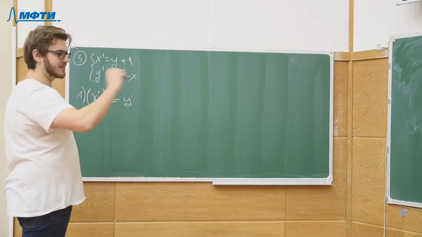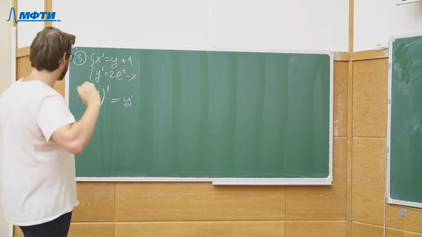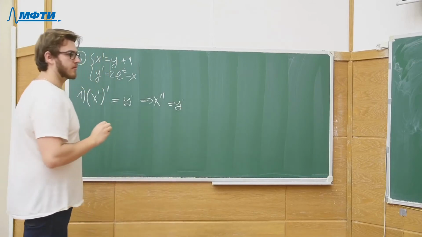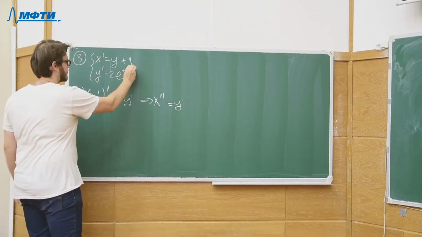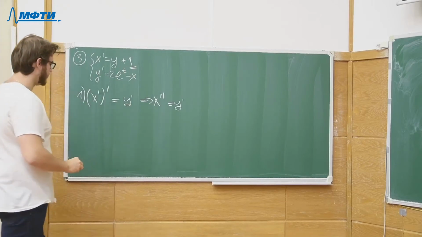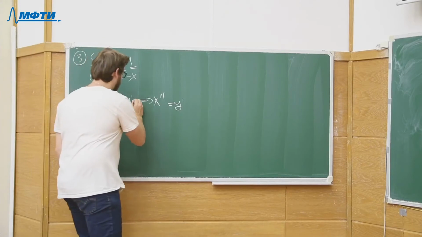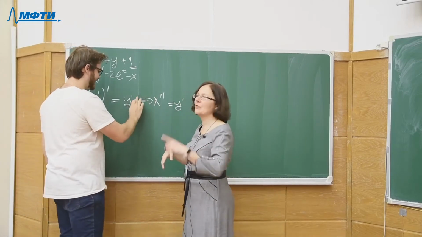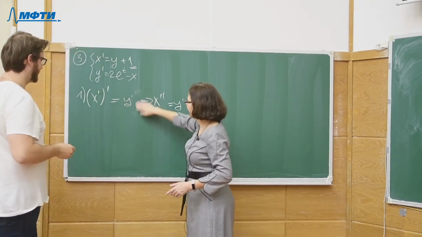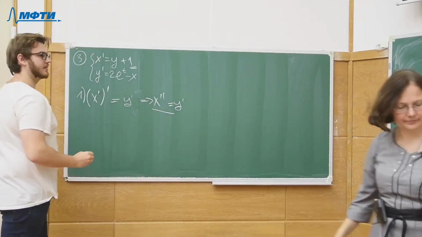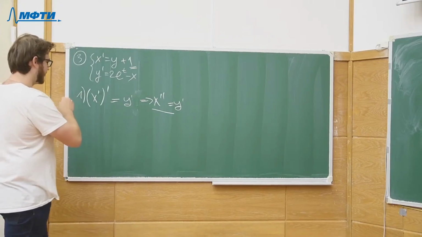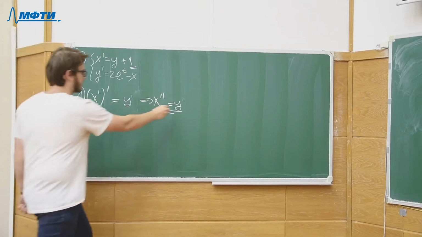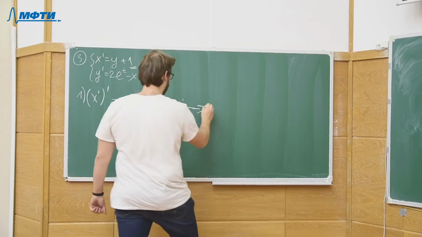So if it's a constant, the derivative is dx by dt, or x dot. If it's a constant, we just use it. The derivative of the constant is zero. So after this, we get to this point. Then from the second equation, you should take y prime and substitute it into our equation.